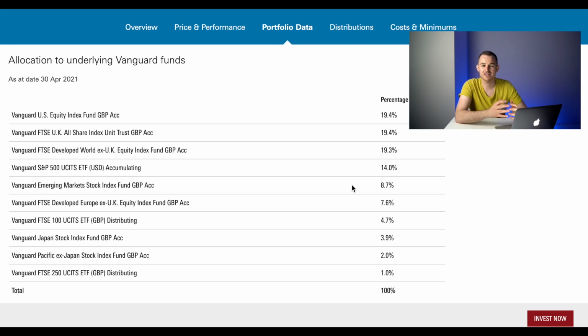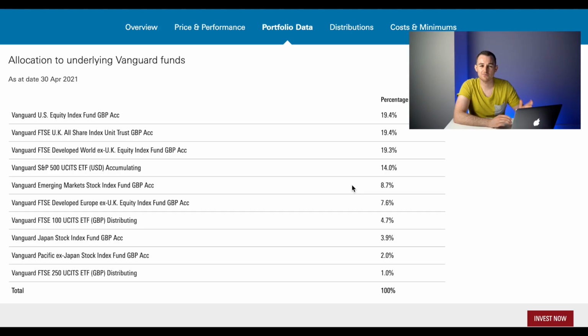Now on this page is where we're going to come across the Life Strategy 100's biggest downfall, and that is its overweighting to UK markets. So when we look at the world market as a whole, the UK makes up around 4 to 5% of the world market. This means if you wanted a true fund to track the world market, you'd expect it to be made up around 4 to 5% in the UK. However, by buying in Life Strategy 100, it's actually weighted at over 20% in the UK markets.